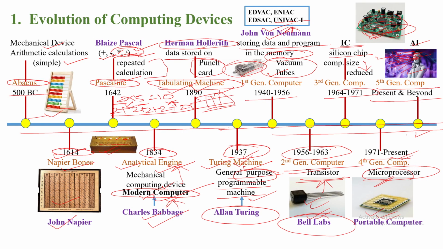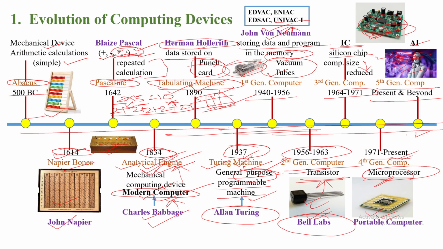Then the tabulating machine, who gave it? Herman Hollerith. Here we store the data on punch cards. Through the analytical engine we started to store data, meaning the programming part started. With the punch card it is done physically, and we cannot store the data in the system, but from the analytical engine we can store the data in the system itself, right?